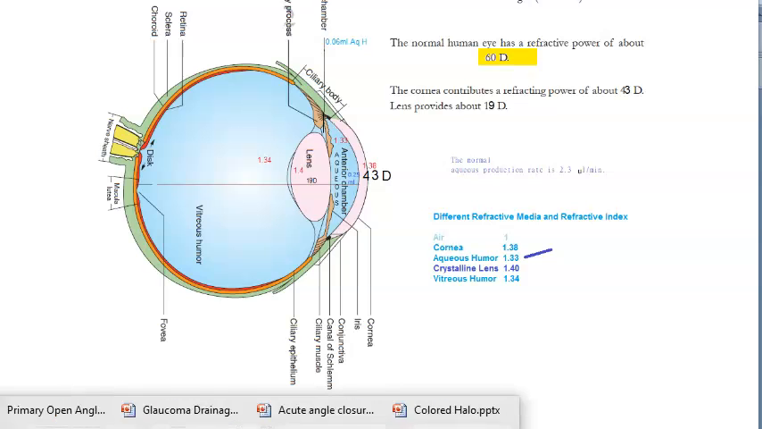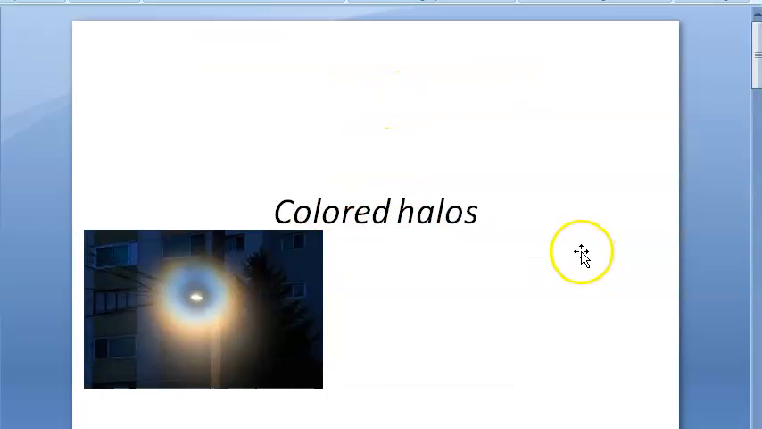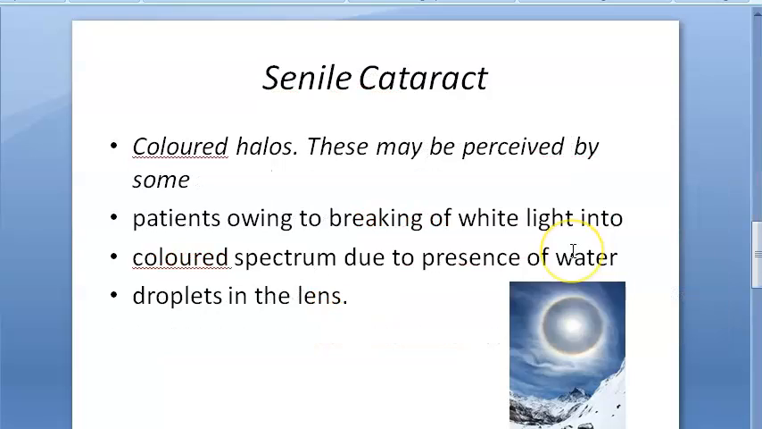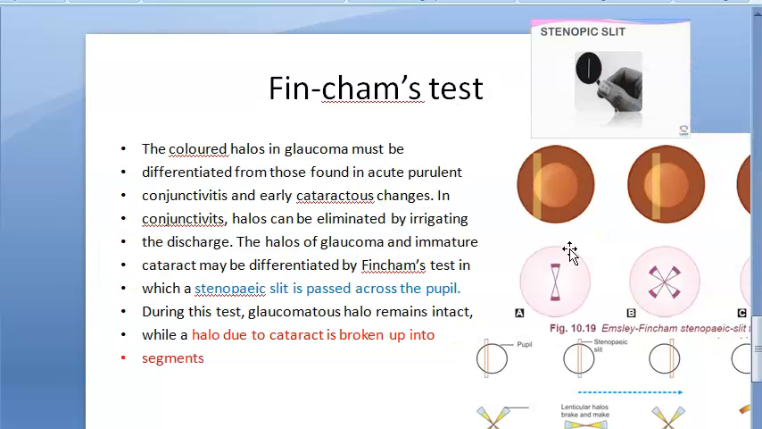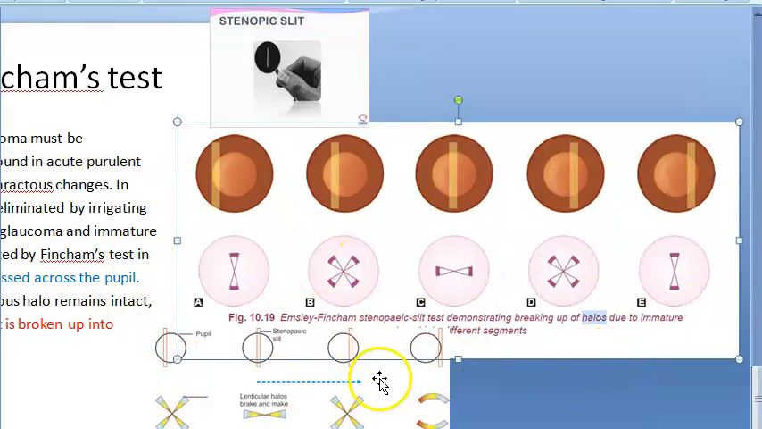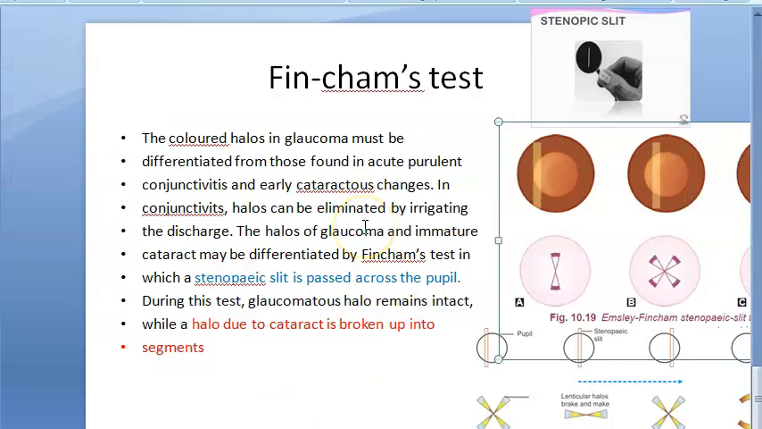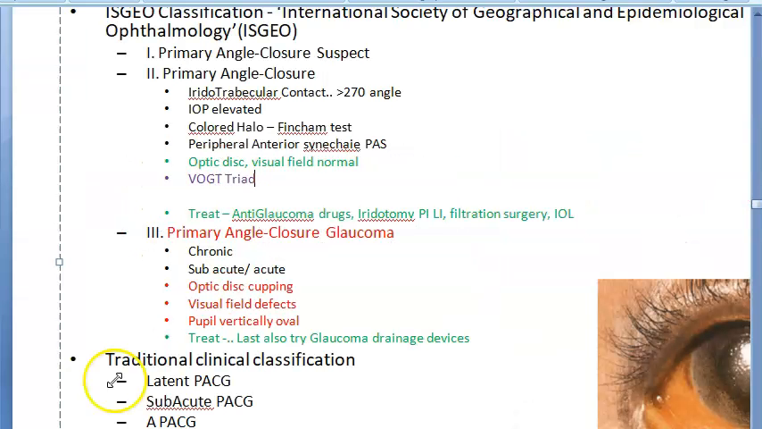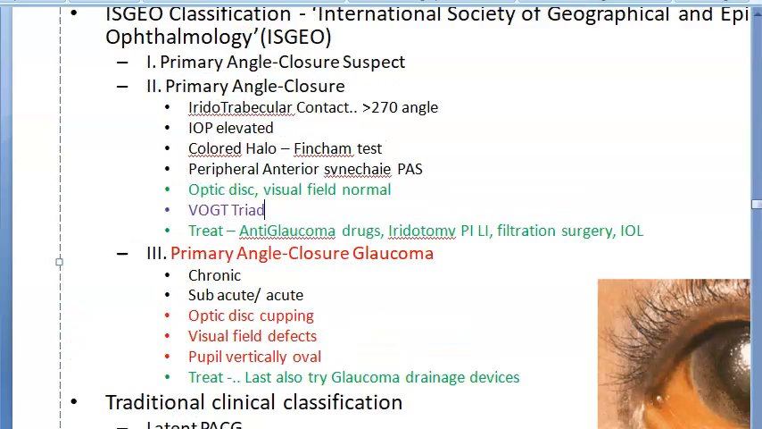So basically, they will see colored halos, and in a patient with cataract, the colored halo will break up. So that is the Fincham test. You can do the Fincham test to check whether the colored halo is breaking up and forming again. In cataract, it will break up and form again. Cataract means which one? Primary angle closure. In any angle closure, if there's a colored halo, it will break up and form again. Okay, so that we have also written here. Colored halo, Fincham test.